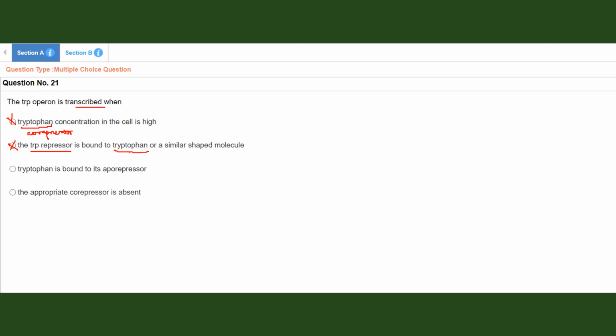C. Tryptophan is bound to its aporepressor. So when the co-repressor is bound to the aporepressor, that means the repressor is active and the TRP operon won't be transcribed. But when the co-repressor, that is tryptophan, is absent, only and only then the repressor won't be binding, and the TRP operon will be transcribed. So the answer will be D.